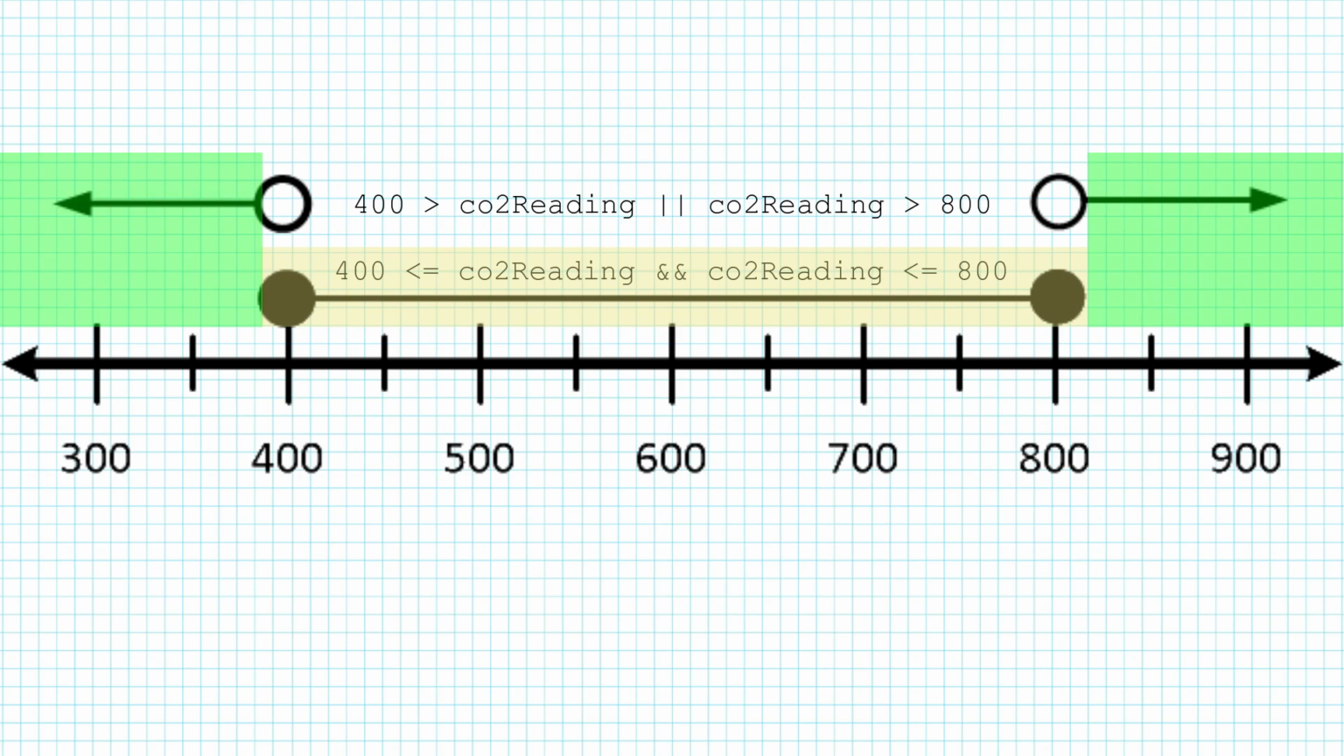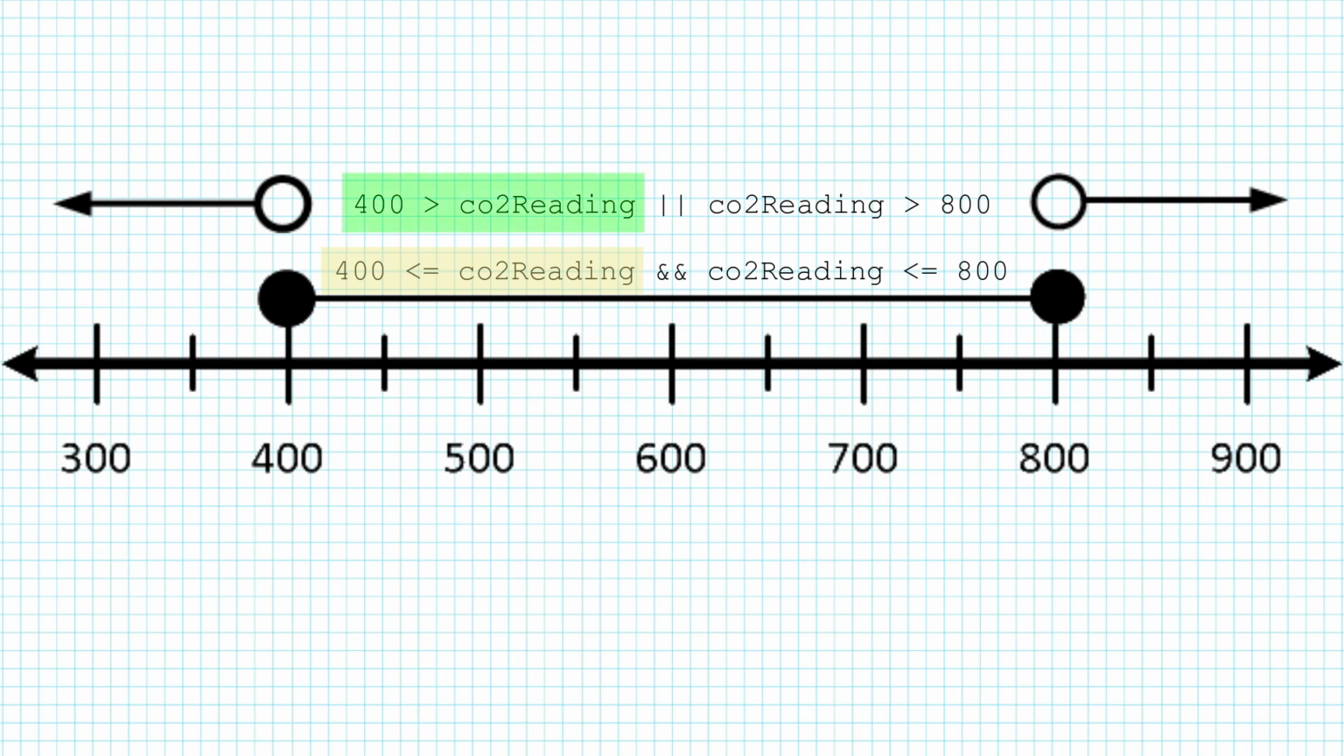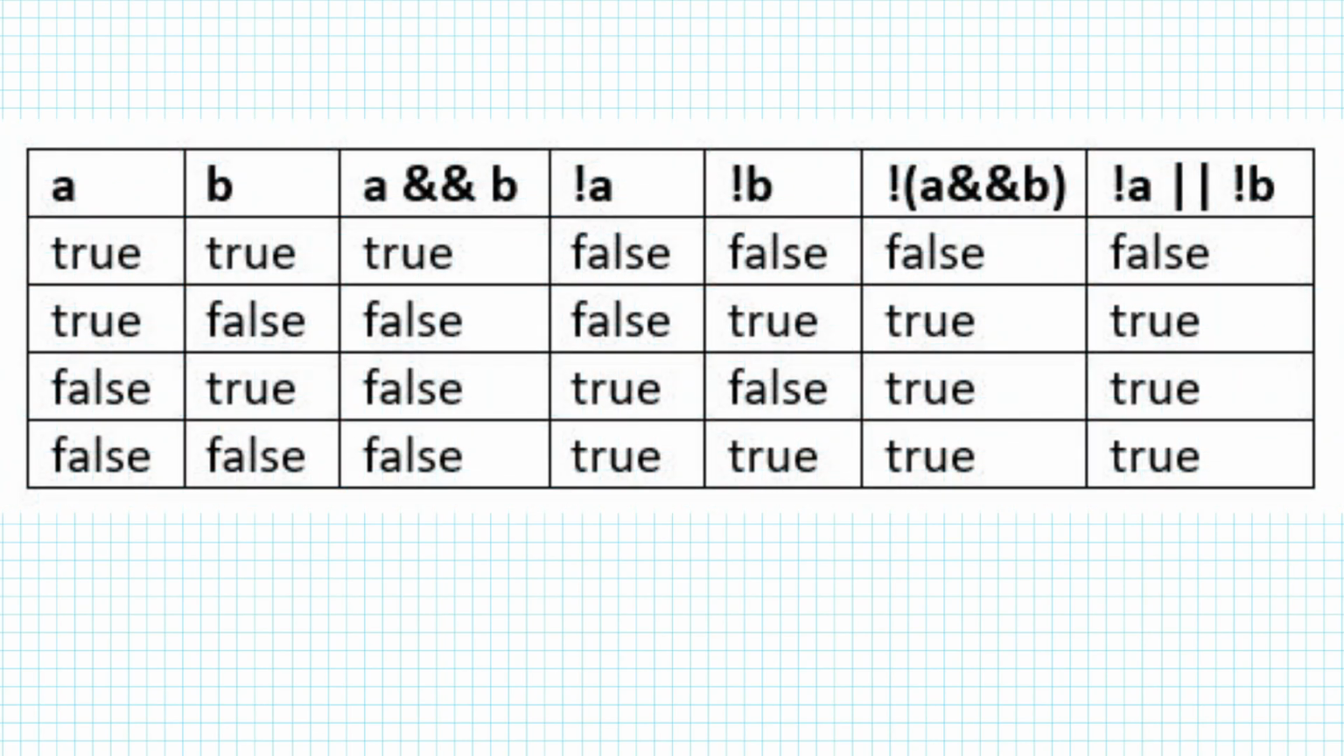Now let's complement that. The complement of 400 less than or equal to CO2 reading is, remember the complement of less than or equal to, 400 greater than CO2 reading. And the complement of CO2 reading less than or equal to 800 is CO2 reading greater than 800. And then we switch the and for an or, and we get 400 greater than CO2 reading or CO2 reading greater than 800. And if we draw that on the number line, you can see that is true for the exact opposite set of values. You can also demonstrate to yourself that DeMorgan's theorem always works by writing up a truth table.